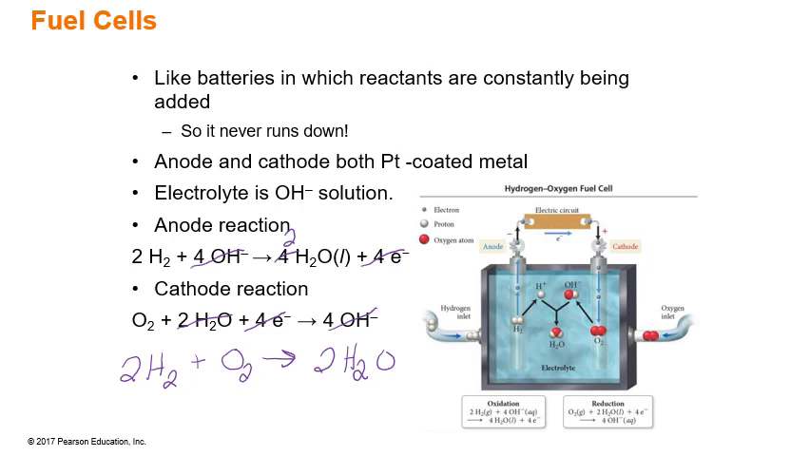These are interesting, or they're looked at quite a lot, because this would be a very environmentally friendly way to produce electricity. One hazard is storing hydrogen gas in a safe, economical way.